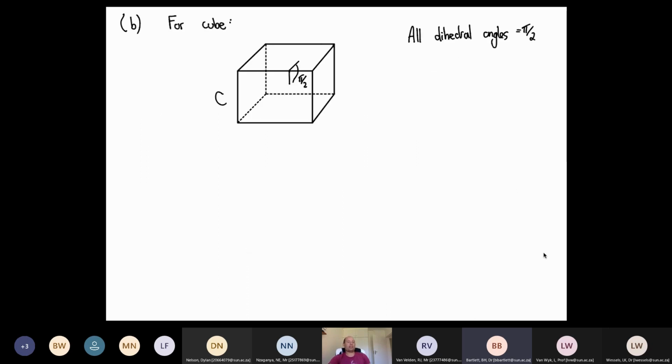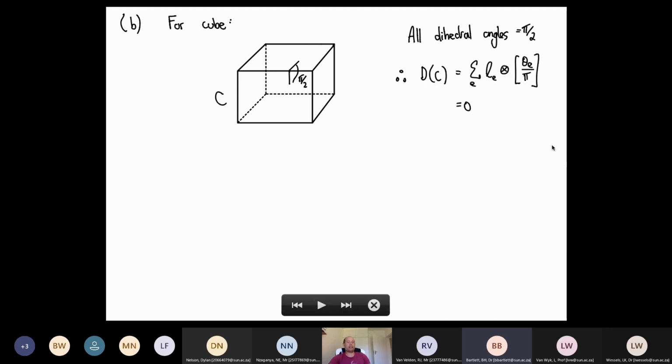So all the dihedral angles in a cube are pi over 2. So that's a rational multiple of pi. So the Dehn invariant is going to be 0.